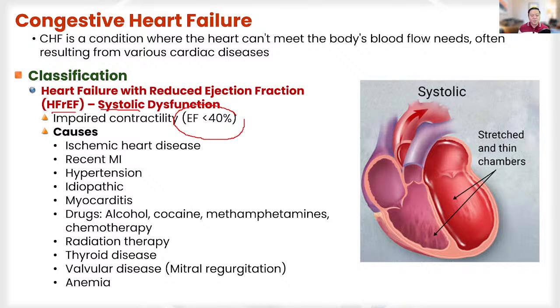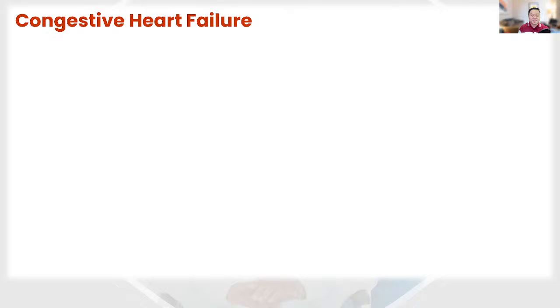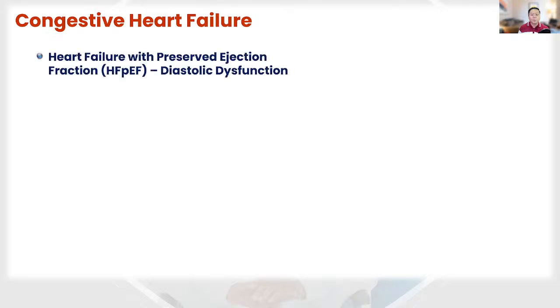Now let's move on to the next classification here, which is basically heart failure with preserved ejection fraction, or we call this HFpEF. Okay, and this is also going to be called the diastolic dysfunction type of congestive heart failure. Now, the issue here is not really about the ejection fraction, okay? The problem here is actually with the ventricular filling, which is impaired.